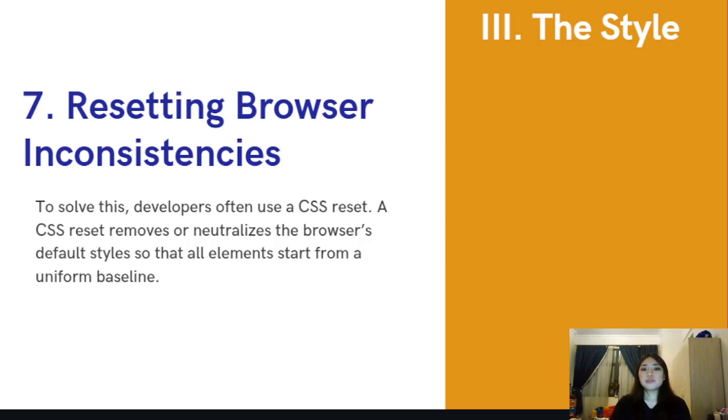A CSS reset removes or neutralizes the browser's default styles so that all elements start from a uniform baseline. So by standardizing the initial state of the page, CSS resets reduce layout discrepancies, improve cross-browser compatibility, and it also helps to create a more predictable development environment.